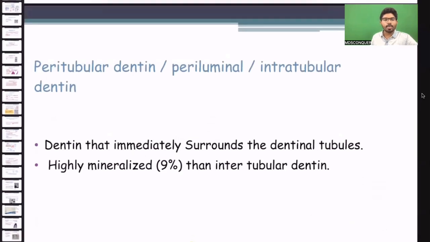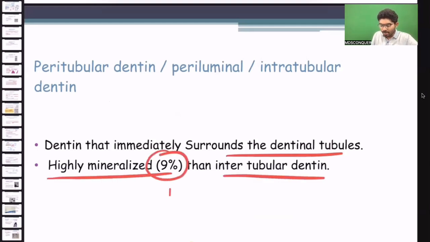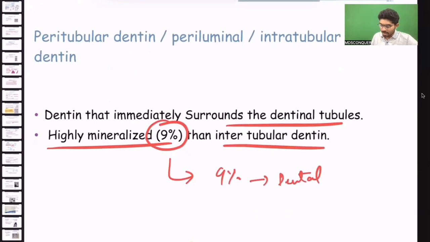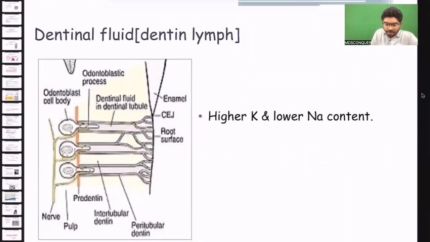Next, there is something called peritubular dentin, or periluminar dentin, or intratubular dentin. Dentin immediately surrounding the dentinal tubules is called peritubular dentin, and it is more highly mineralized than intertubular dentin. How much is it? 9%. We learned one more value related to dentin, 9%. What is that value? Moisture lost. The amount of moisture lost in the dentin after RC is 9%. Very good. Yes, a very frequently asked question.